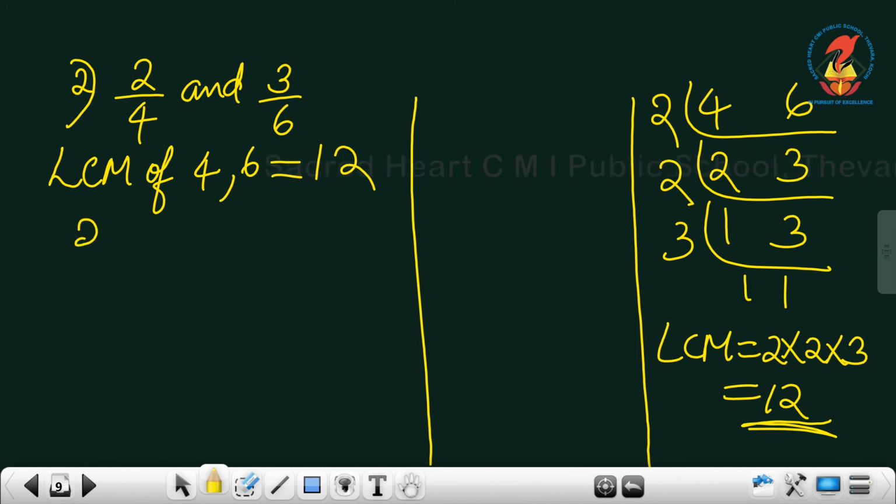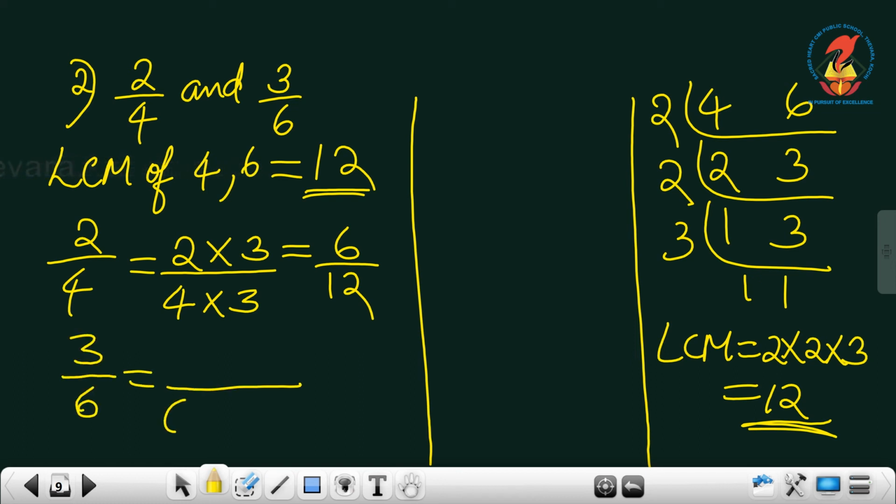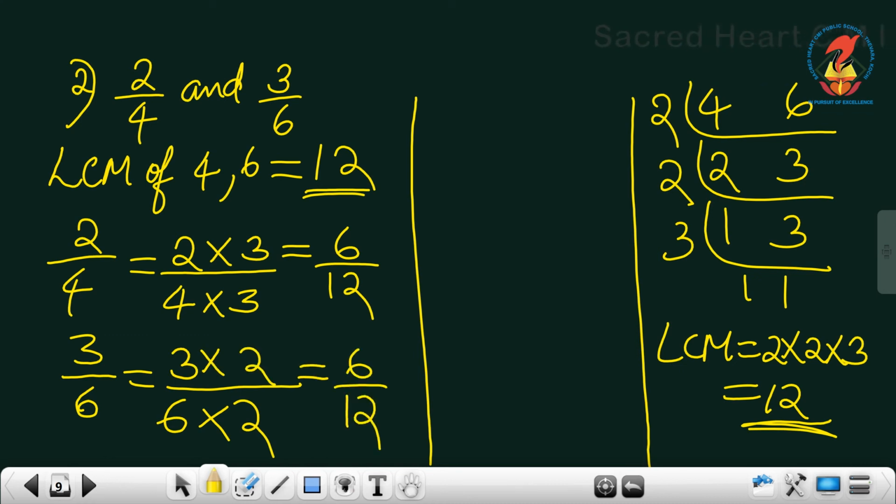Now what is the next step? 2 by 4, write the first fraction and think, 4 into which number gives the answer 12? 4 into 3 gives 12. So multiply 3 to the numerator also. What will you get? 6 by 12. Now take the next fraction, 3 by 6. 6 into which number gives the answer 12? 6 into 2 gives 12. So multiply 2 to the numerator also. What will you get? 6 by 12.